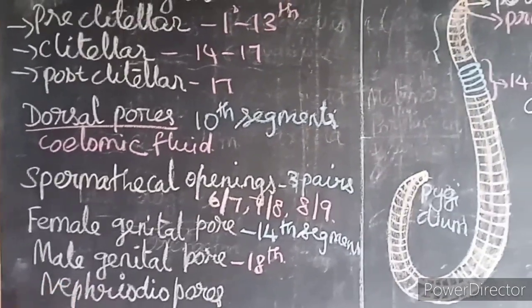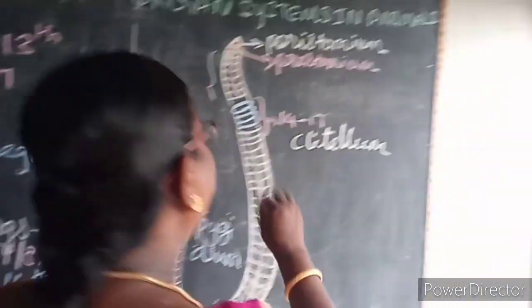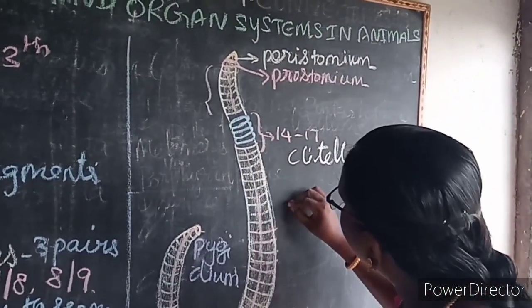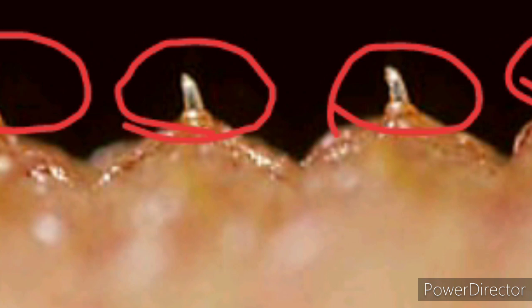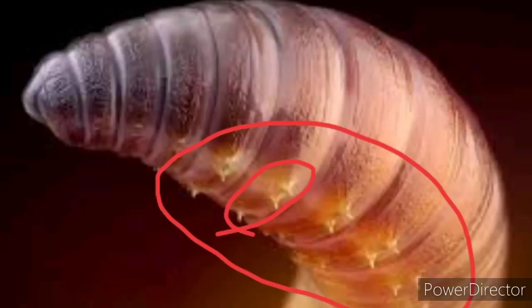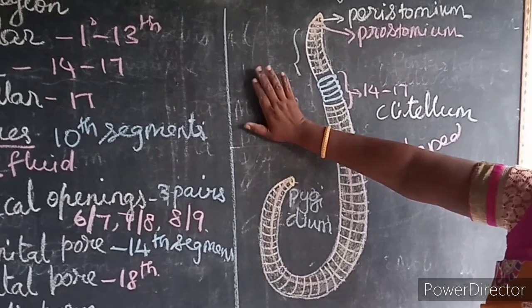Then on the ventral side of the earthworm, on each segment, you can see the S-shaped structures. These S-shaped structures are known as what? Setae. They come outside through the setigerous sac. They help in locomotion by being protruded as well as retracted, by the contraction as well as the relaxation.